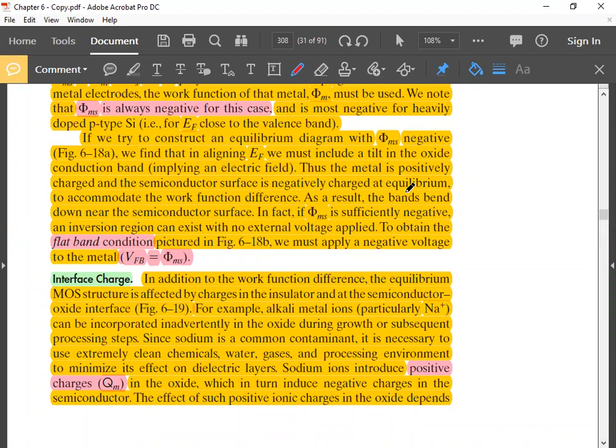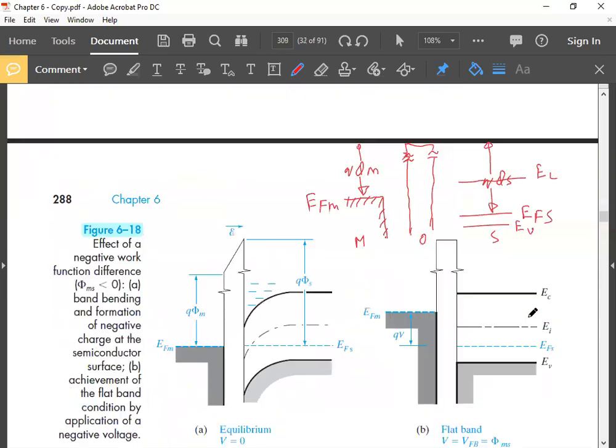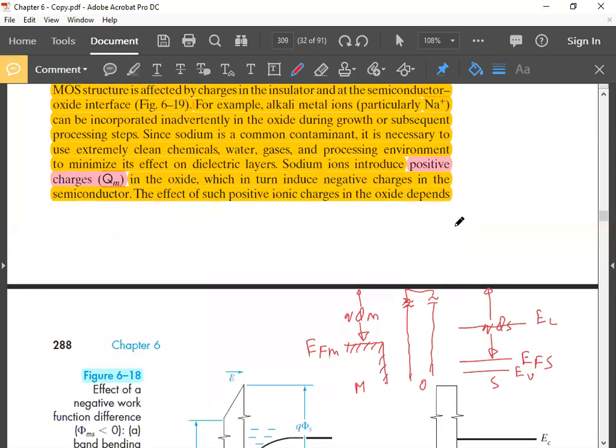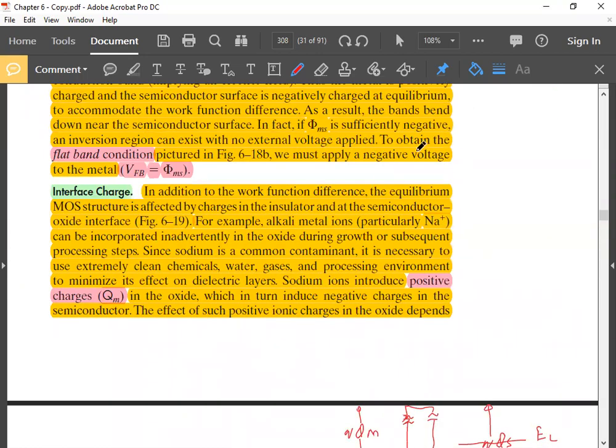As a result, the bands bend down near the semiconductor surface. In fact, if phi ms is sufficiently negative, an inversion region can exist with no external voltage applied. To obtain the flat band condition pictured in figure 6.18B, that means this figure, we must apply a negative voltage to the metal, that means the gate, which is VFB equal to phi ms.